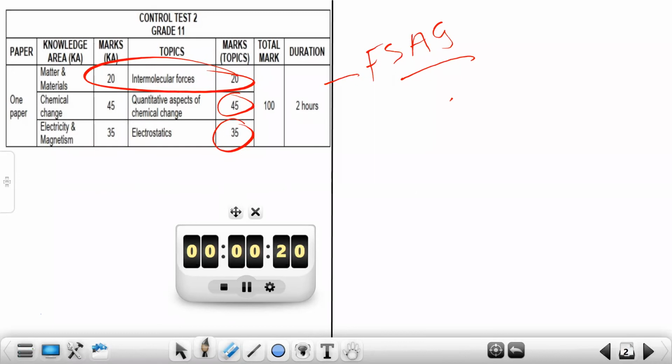Let's say, for instance, other schools manage to ask intermolecular forces in term 1. They can now add electricity, quantitative aspects, and electrostatics. But this is the framework that we're supposed to be working with. I hope it's clear, Your Excellency. Yes, this is the framework. So you have tonight to sit down and try to look into it in detail. Thank you very much. Any other question?